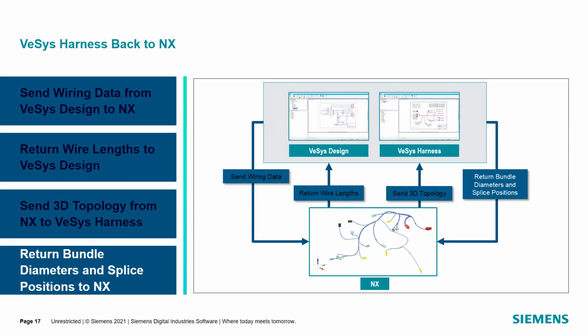For the final step, we will place the splices in VeSys and use automation to calculate the bundle diameters. This data will then be returned to NX. We will also make some modifications to the splices within NX and return them to VeSys to briefly highlight that data exchange as well.